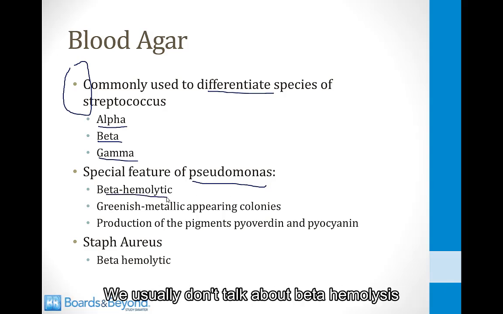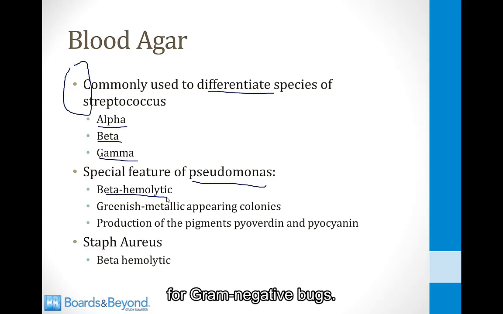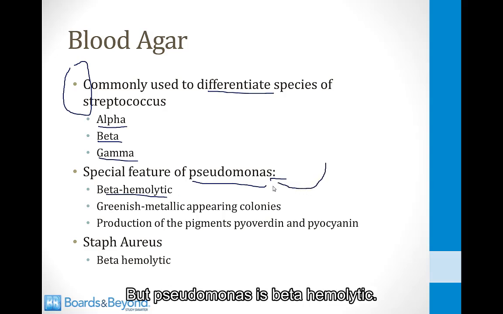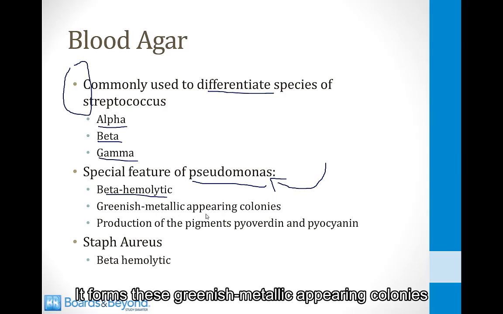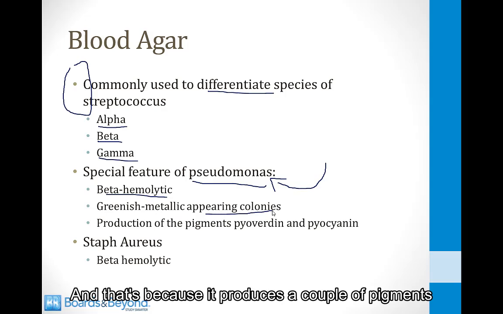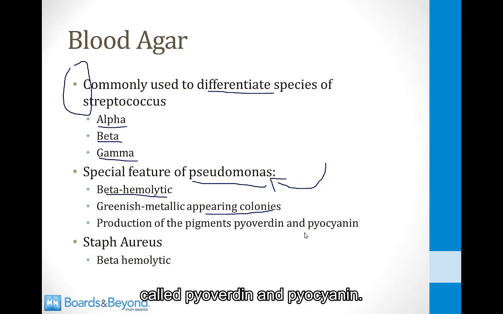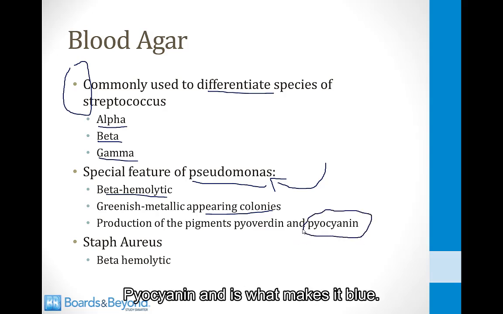We usually don't talk about beta hemolysis for gram-negative bugs, but Pseudomonas is beta hemolytic, and it does one unique thing. It forms these greenish metallic appearing colonies on blood agar, and that's because it produces a couple of pigments called pyoverdin and pyocyanin. Pyocyanin is what makes it blue, and it's the presence of these pigments that the bacteria produces as it grows that makes them look greenish metallic when you grow them on blood agar.